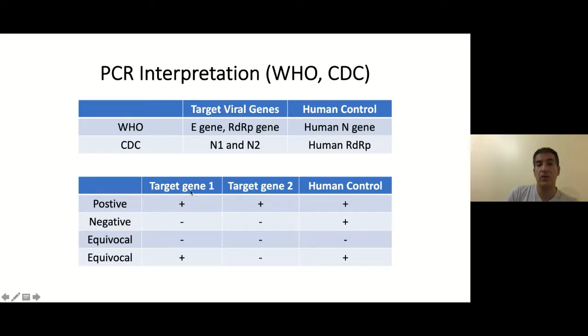So if they're all positive, the test is reported positive. If the human control is positive and the viral genes are negative, this is reported as negative. Any other combination will be reported as equivocal. And remember, equivocal should be dealt with as a positive until you repeat the test.